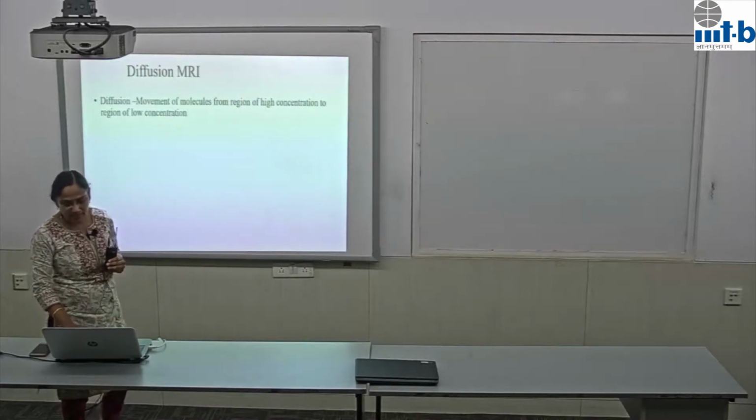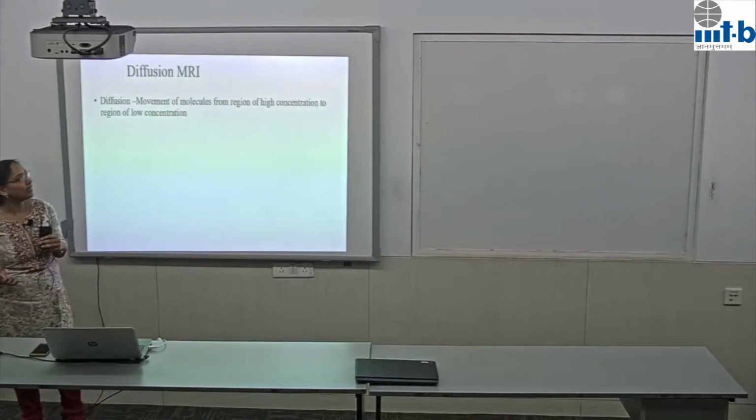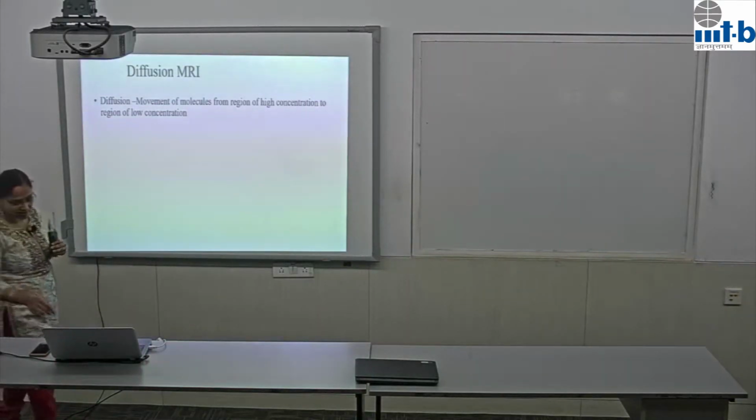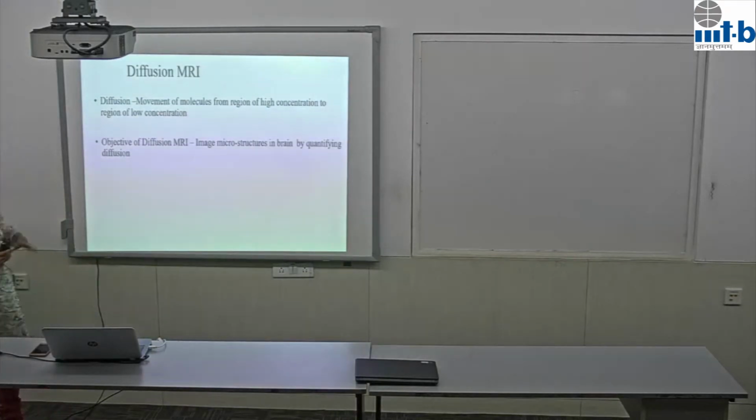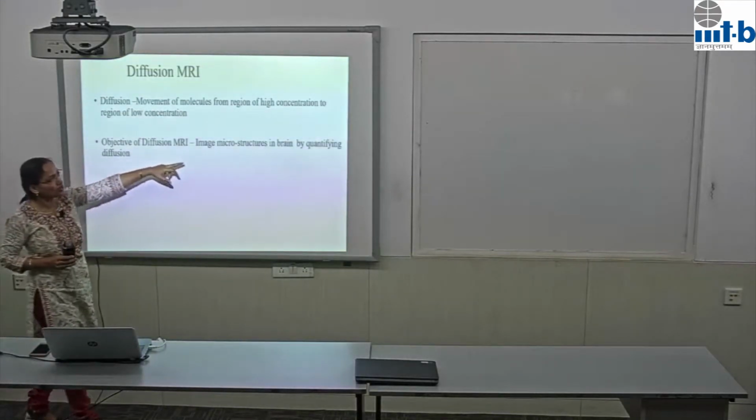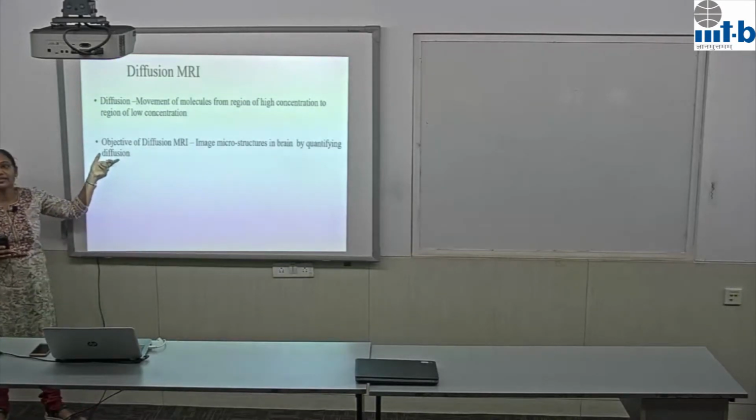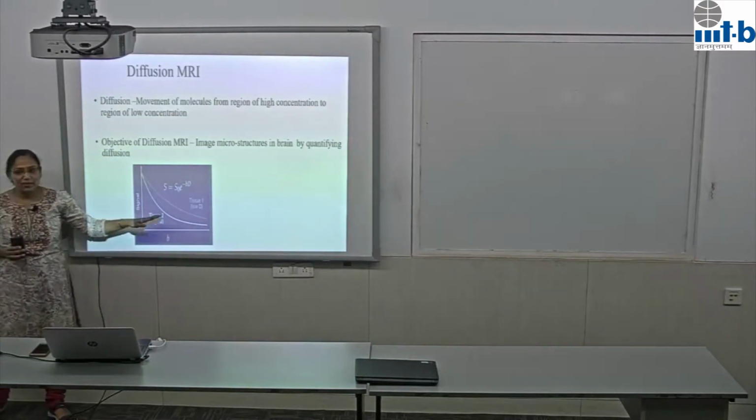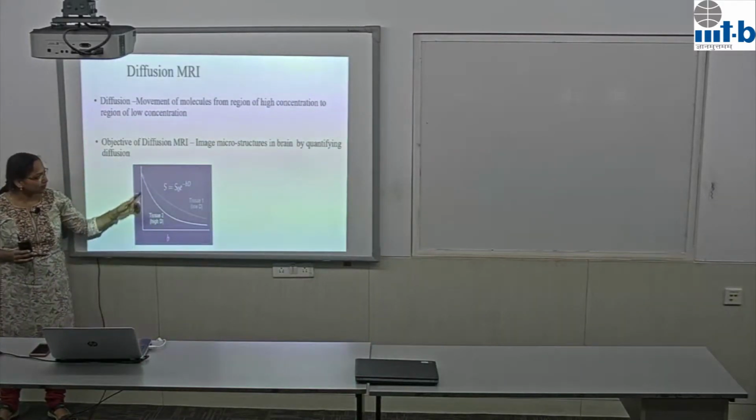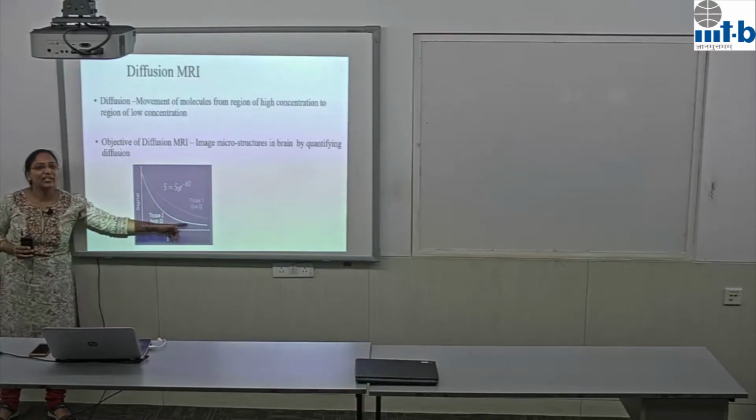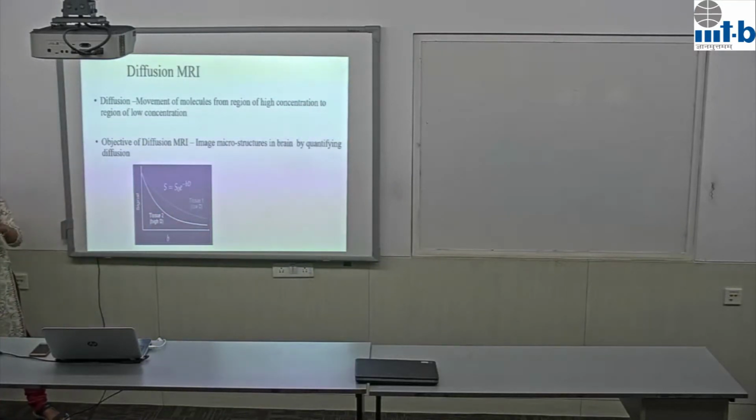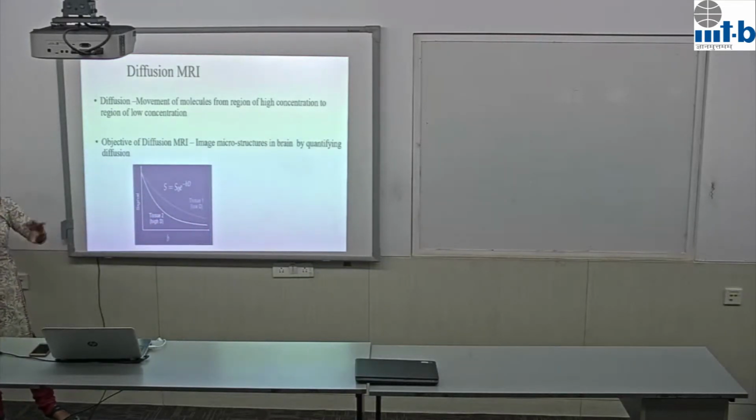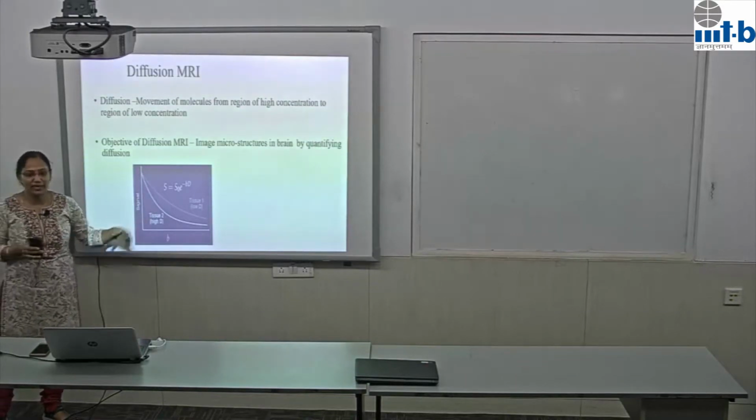Let's see what diffusion MRI is. Diffusion itself is movement of molecules from a region of high concentration to a region of low concentration. And what is the objective? The objective is to image microstructures in the brain by quantifying this movement. If some region has very high diffusion, you will see that the signal decays very quickly. If some region has very low diffusion, the signal strength does not decay very quickly. So different tissues have different properties of diffusion, which is what we characterize here.